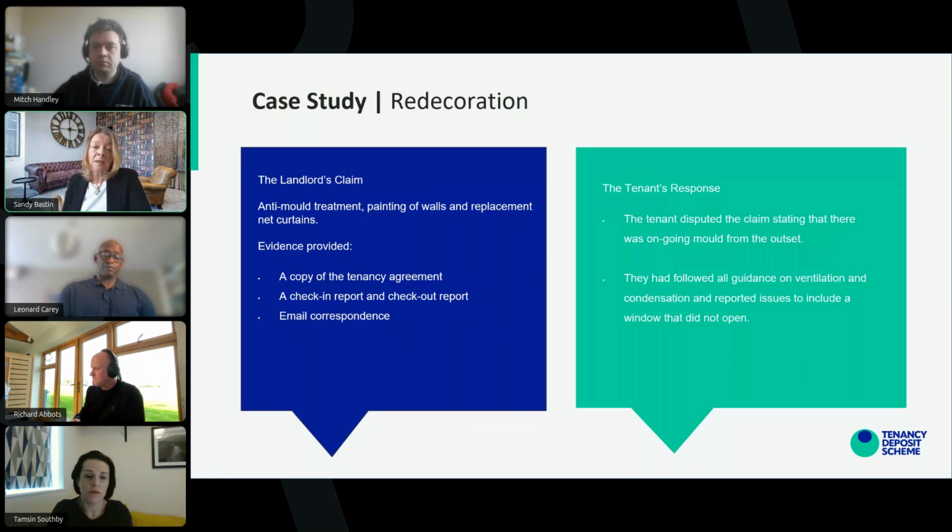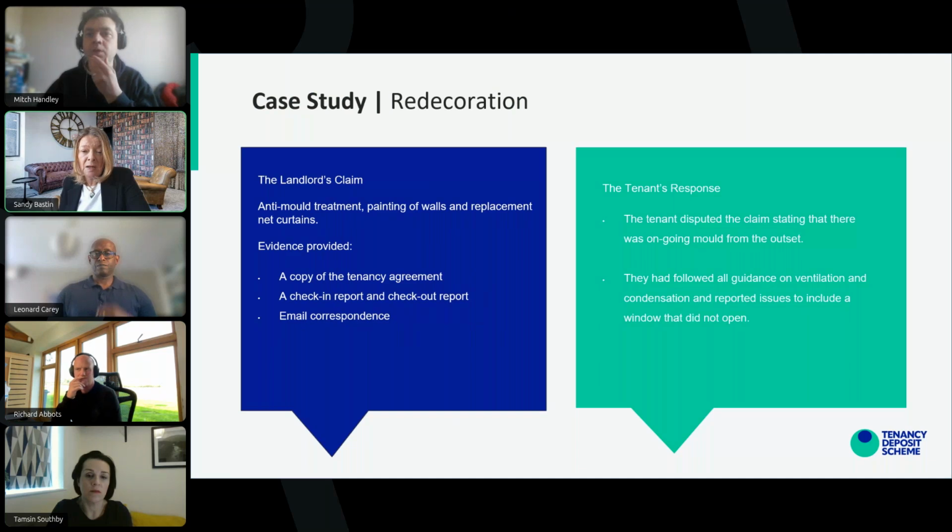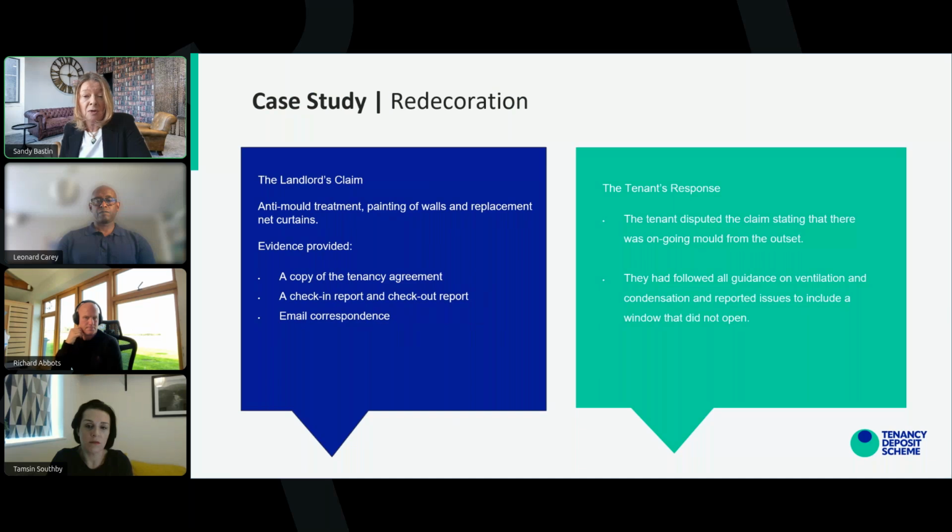So again, anti-mould treatment, painting of walls and replacement net curtains were actually being claimed from the deposit. Again, we had a copy of the tenancy agreement, check-in report and check-out report, and there was also some email correspondence. The tenant disputed the claim, stating that there was ongoing mould from the outset of the tenancy, and that they had followed all guidance on ventilation and condensation, and reported issues to include a window that failed to open during the tenancy. So again, if we go on to the next slide, Rich.